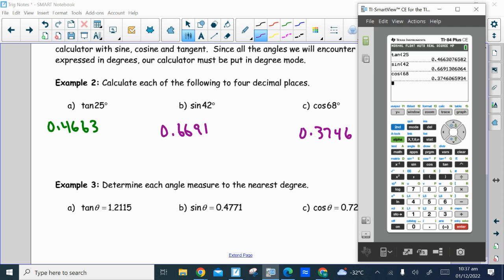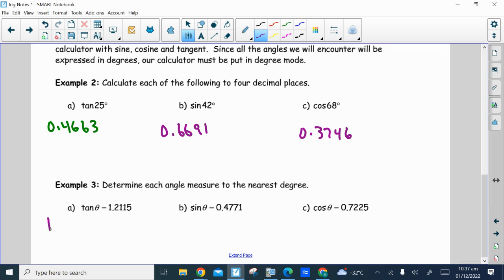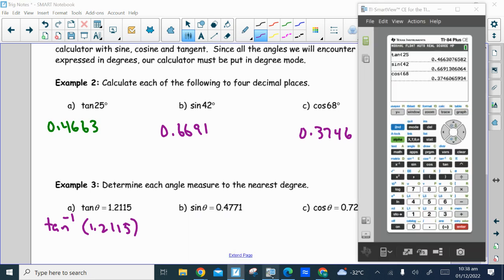This is where we use those. When you're given the decimal and you want to find the angle, so for question A, if the tan of theta is 1.2115, and we want to find the measure of the angle to the nearest degree, in our calculator, we're going to go tan to the negative 1 of 1.2115. And when we hit enter, it'll tell us what the angle is. We just have to round it to the nearest degree.